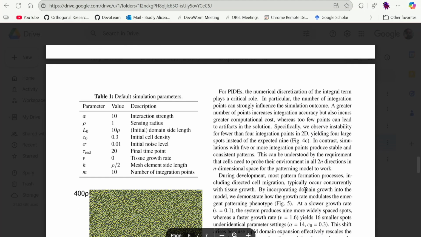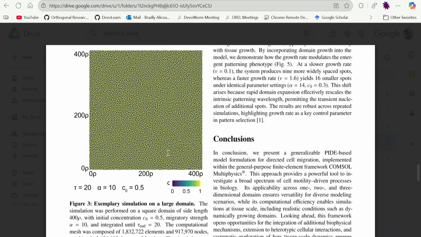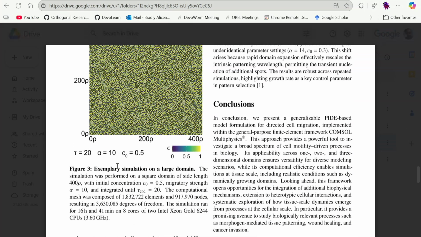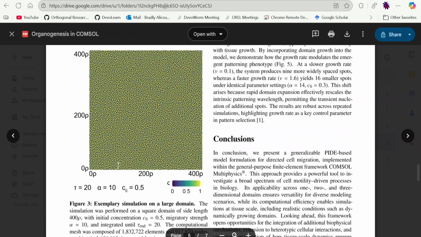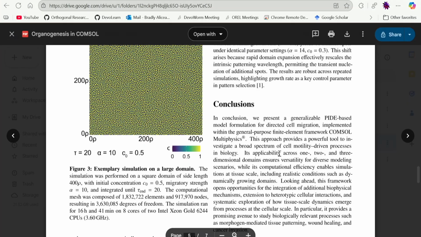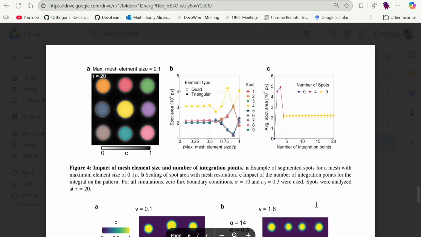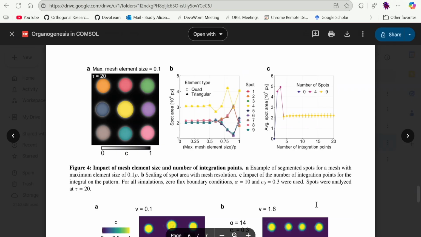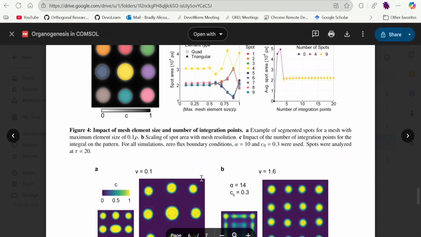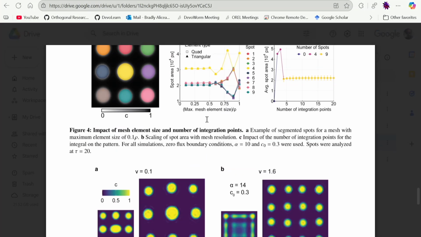Let's see. So they have their default simulation parameters here. They summarize them so we know what they're using. This is an exemplary simulation on a large domain. Okay, that looks interesting. They don't have very much in their results here. And then the conclusions are here. And let's see if we have any stress strain curves, because it's upon request. No, I don't think we do. It looks like we have some other figures here.